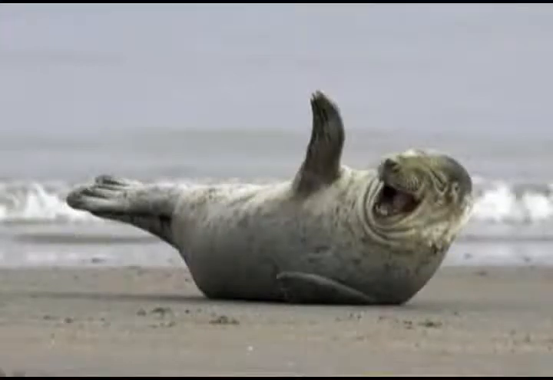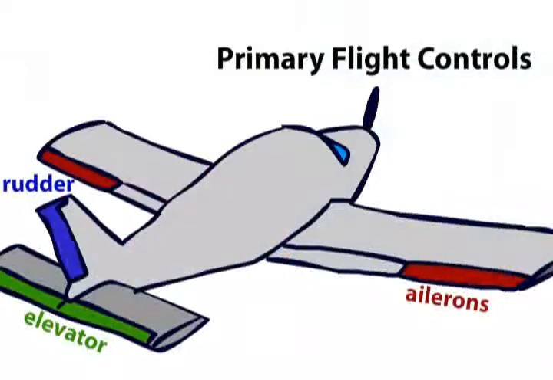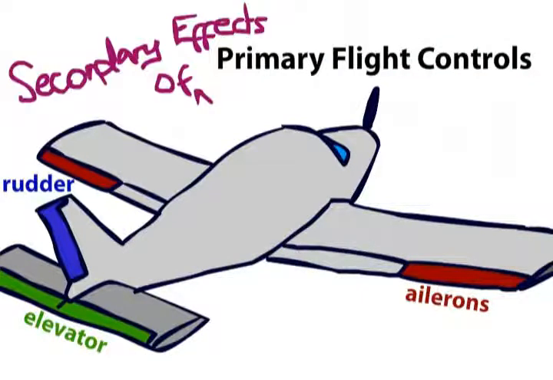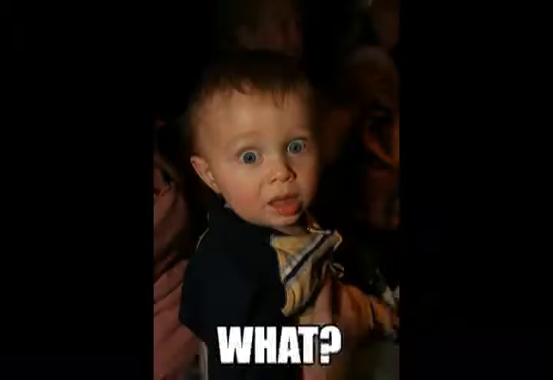In this episode, we will be looking at some of the secondary effects that bits of the aircraft can produce. This includes the ailerons, the rudder, and the engine. So, let us depart on this truly fascinating journey of knowledge. First of all, we will look at the secondary effects of the primary flight controls.